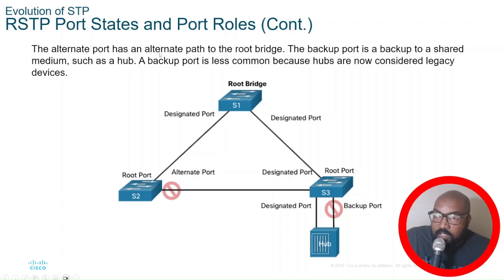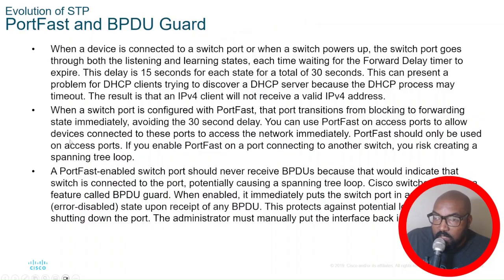An alternate port has an alternate path to the root bridge. The backup port is a backup to the shared medium, such as a hub. A backup port is less common because hubs are now considered legacy devices. We don't use hubs anymore. Hubs are over. Hubs send out broadcasts every single time. We don't ever want to use a hub. Instead, you want to use a nice switch.